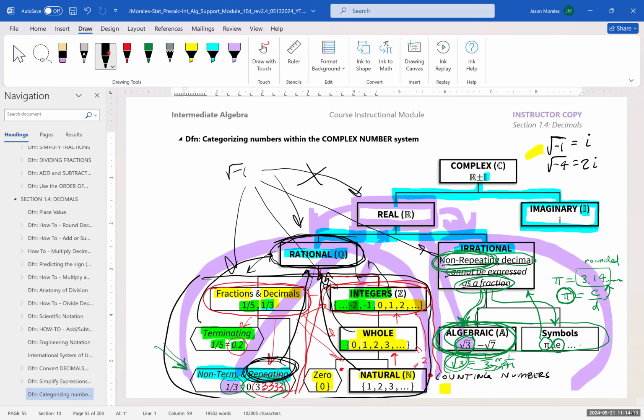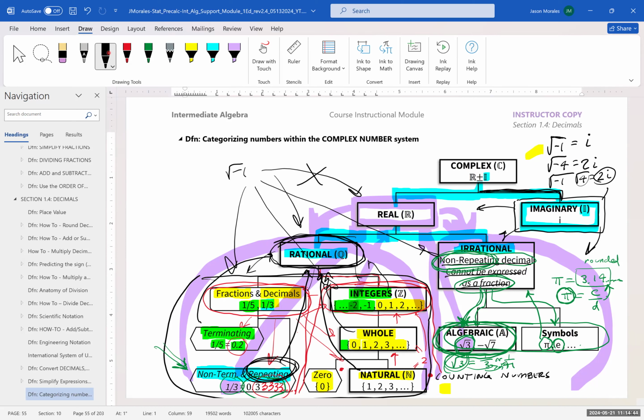All right. Because you would write the square root of -4 as the square root of -1 times the square root of 4. And the square root of 4 is 2. And the square root of -1 is i. So you get 2i. So this set of imaginary numbers is distinct from anything else. So that's why it sits all by itself on this separate branch right here in this diagram.